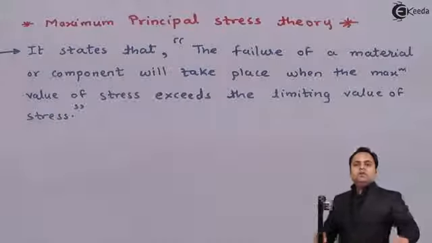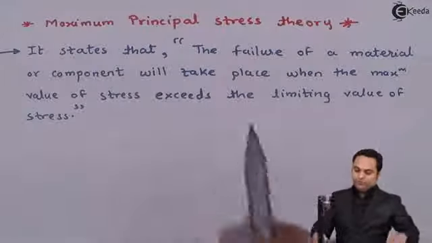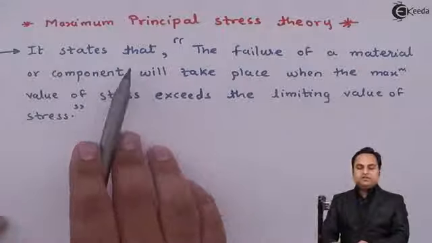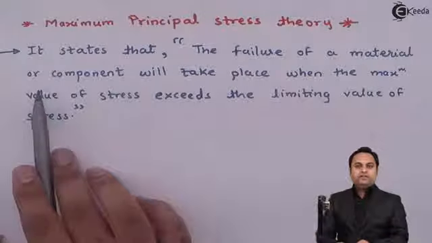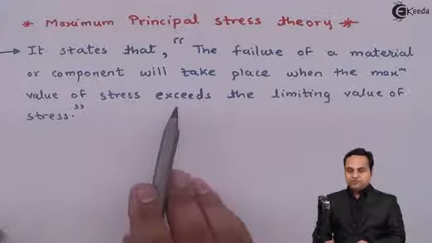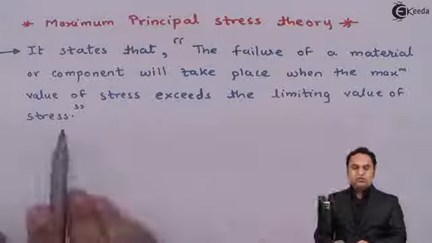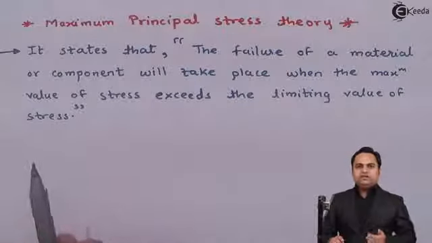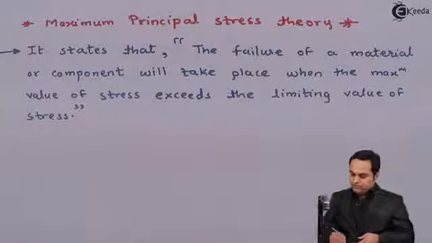Now, here I have written the statement for maximum principal stress theory. It states that the failure of a material or a component will take place when the maximum value of stress exceeds the limiting value of stress. Now, let us try to understand what is the meaning of this by drawing a diagram.